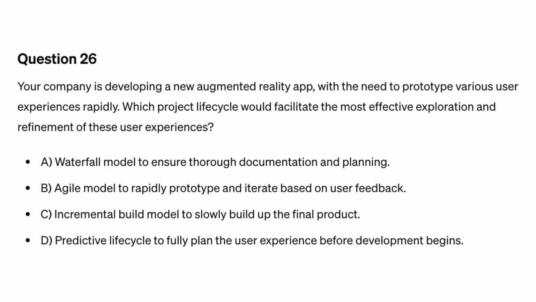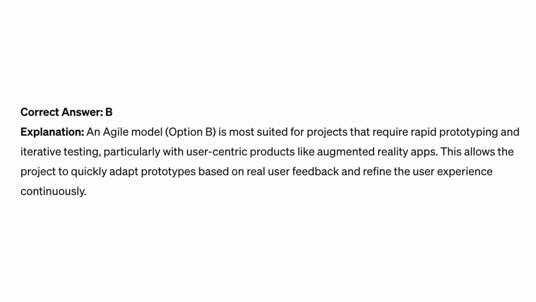Correct answer B. Explanation: an agile model, option B, is most suited for projects that require rapid prototyping and iterative testing, particularly with user-centric products like augmented reality apps. This allows the project to quickly adapt prototypes based on real user feedback and refine the user experience continuously.